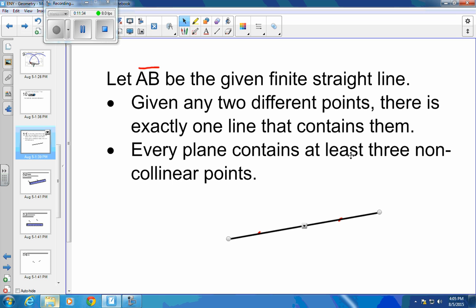And then every plane consists of 3 non-collinear points. So if I put a third point out there, how many planes could I have touch those 3 points? Well, the answer is 1, just the computer screen. I couldn't go at an angle through my computer screen and still touch all 3 of those points.